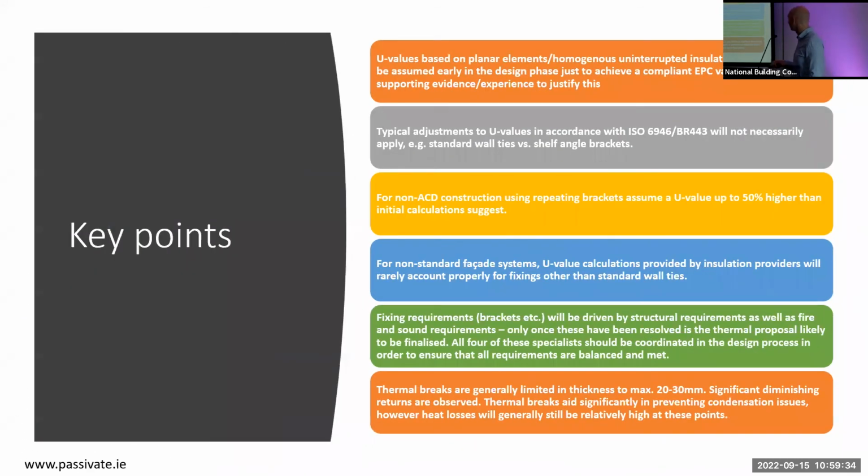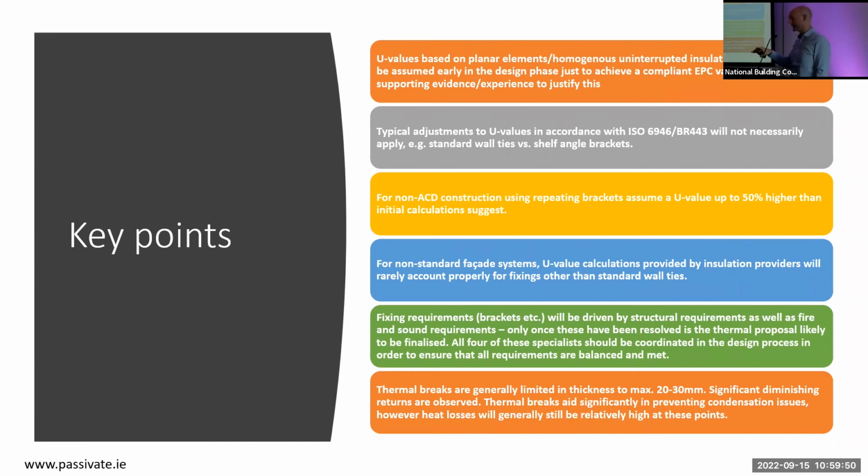A couple of key points. I'll read these out because the text is small. U values are based on planar elements or homogeneous uninterrupted insulation layers and should not be assumed early in the design phase just to achieve a compliant DPC value without some supporting evidence or experience to justify this.